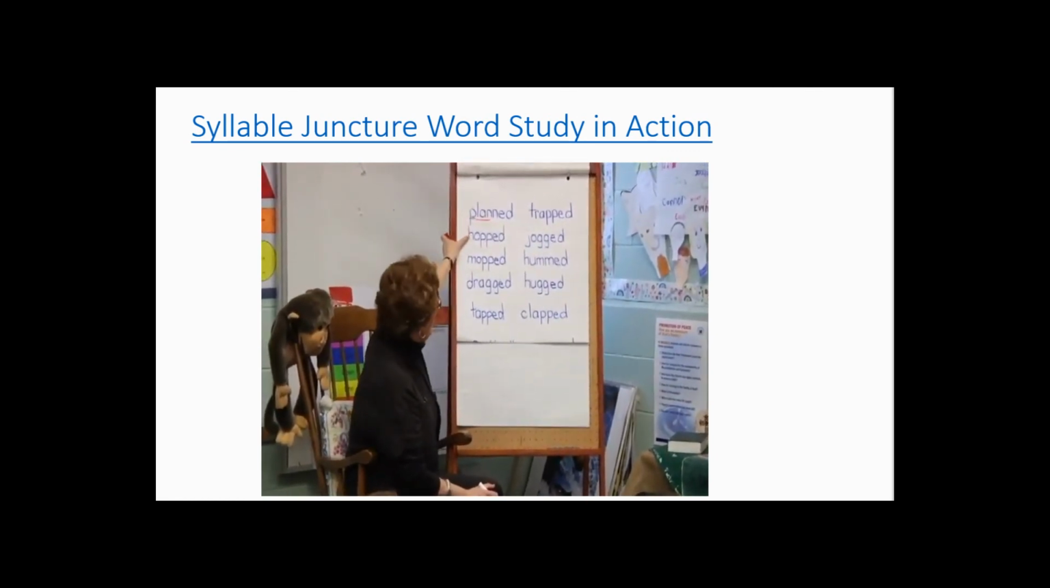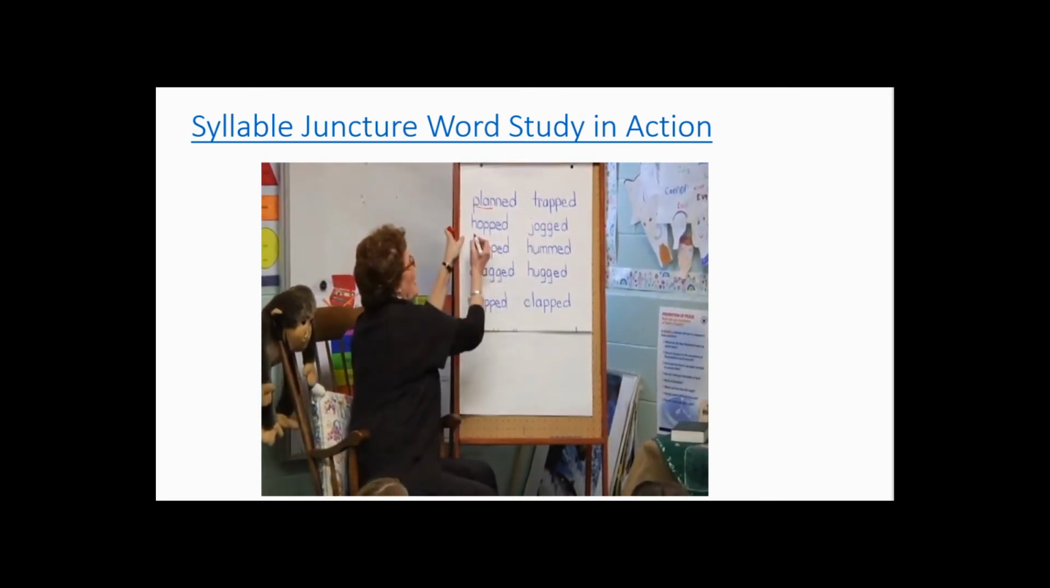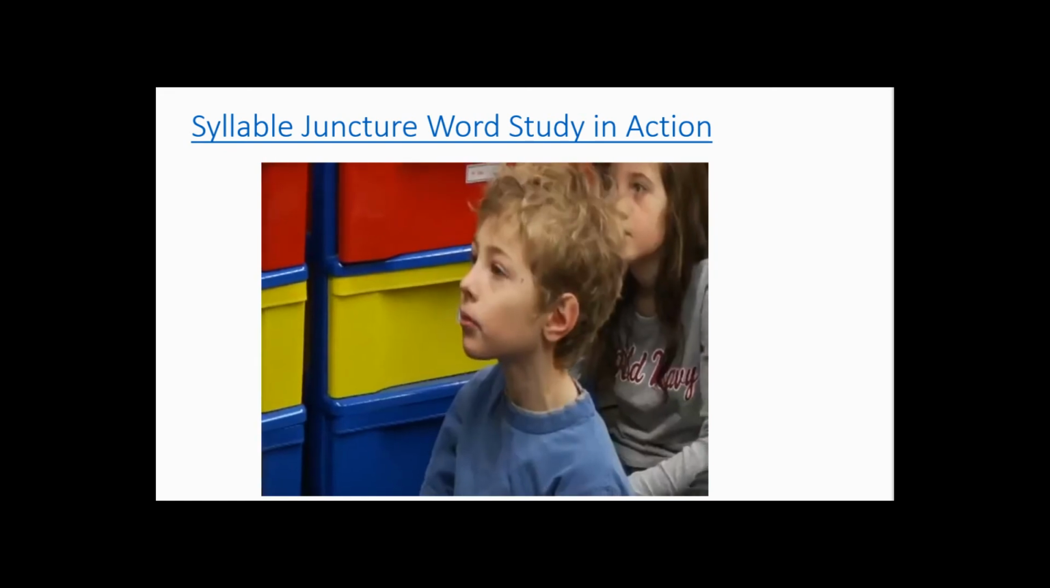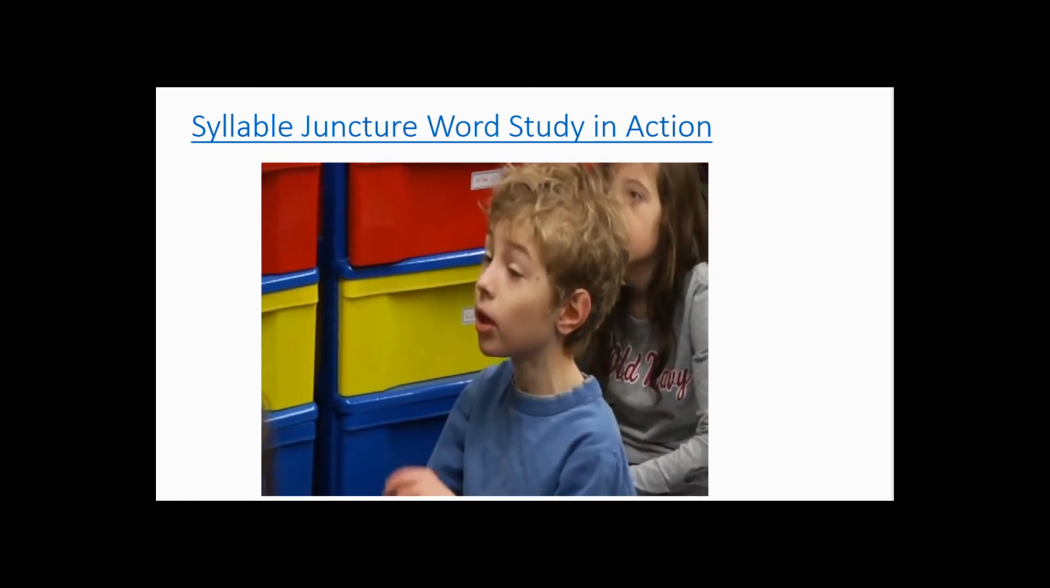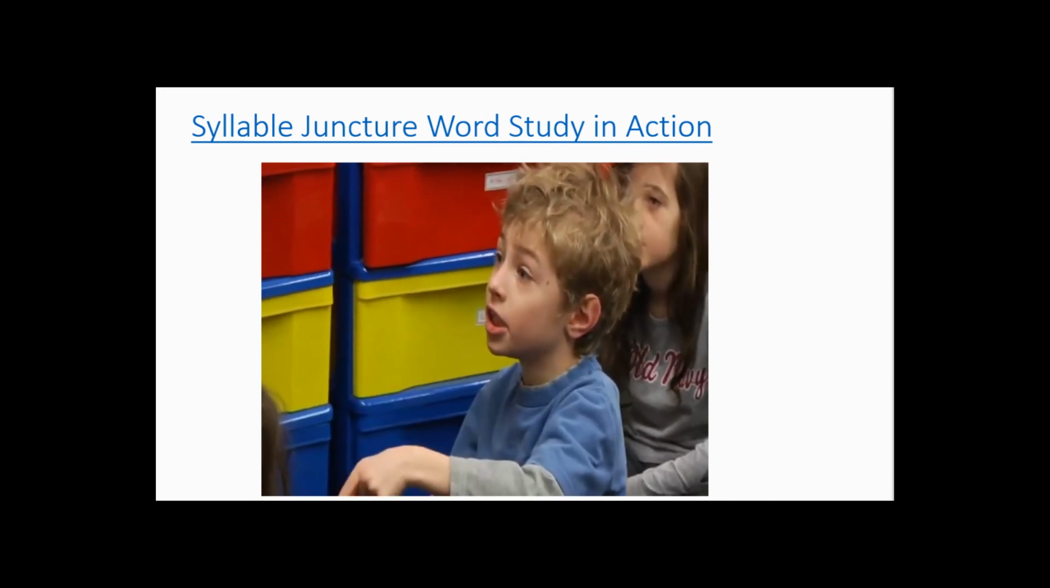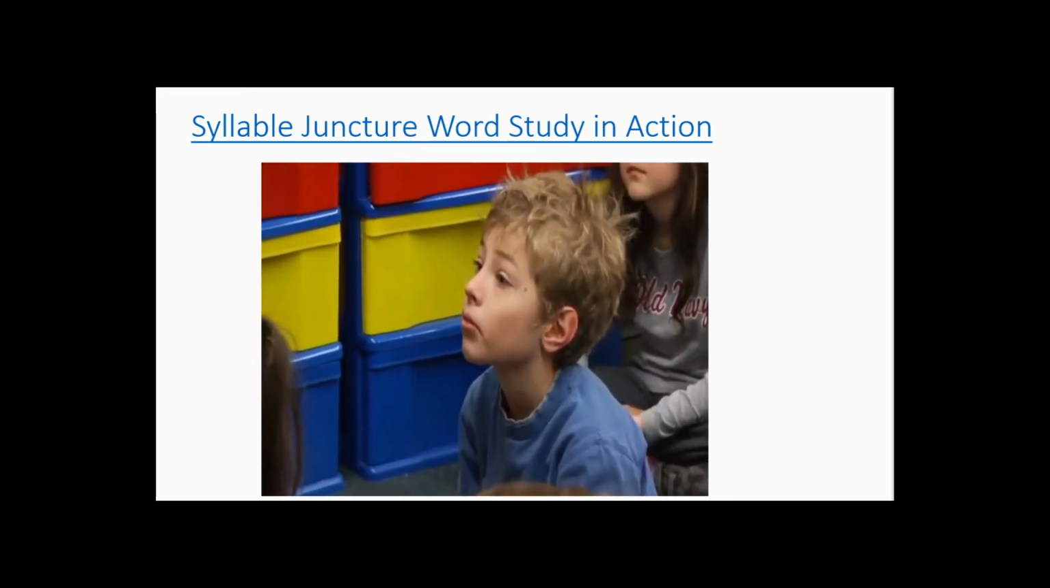Planned. Hopped. What are you noticing, Elliot? They both have a double, and an E and a D. Good for you, Elliot. You noticed a lot of things up there.